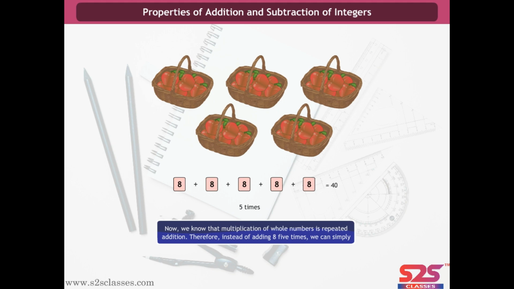Now we know that multiplication of whole numbers is repeated addition. Therefore, instead of adding 8 5 times, we can simply multiply 8 into 5. That is 5 into 8, which is equal to 40. Hence, the bags contain a total number of 40 apples.